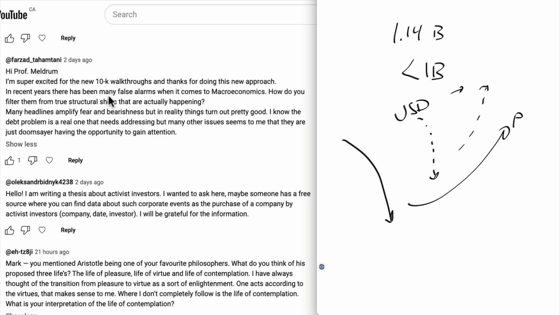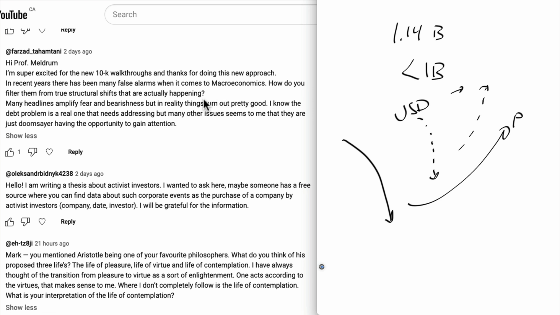Recent years, there's been many false alarms when it comes to macroeconomics. How do you filter them from the true structural shifts that are actually happening? You do the best you can. You use your experience, you use your education, and you reflect and you think. And if something just breaks with history and seems too good, and there's a whole new story around it, a whole new narrative, oh, you can't use that anymore, it's a whole new thing, it's usually wrong. So that's about all you can do.